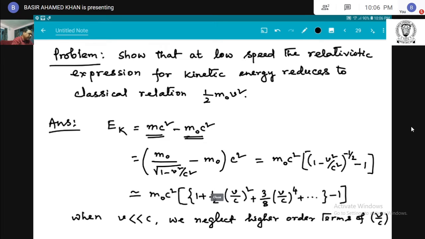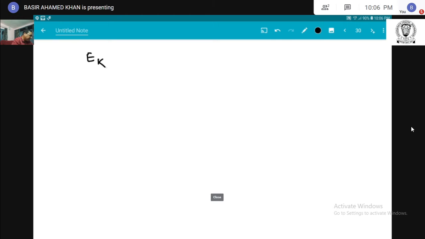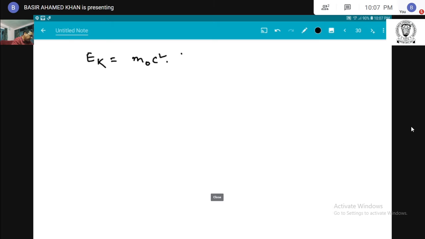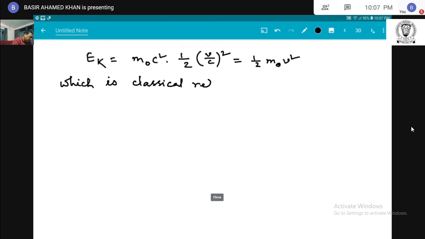Then Ek becomes m0 c square into half v by c whole square, equal to half m0 v square, which is the classical relation of kinetic energy.